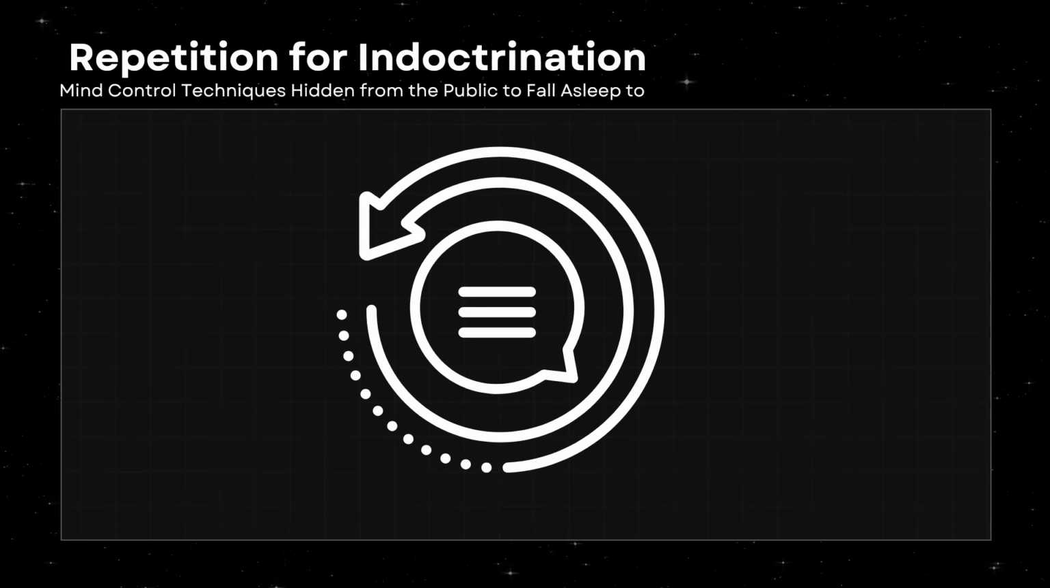The human brain likes patterns. When it hears or sees something again and again, it begins to recognize it as familiar. Familiar things feel safer, even if they aren't true. This is why repetition is used in advertising, politics, and education. The goal is not just to inform but to shape how people think.